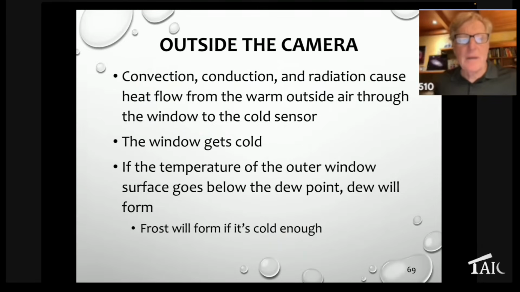Outside the camera, convection, conduction, and radiation can cause heat flow from that warm outside air through the window to the cold sensor, which again is acting like a cold heat sink. And that window gets cold. And if the temperature of the outer window goes below the dew point, the dew is going to form, and frost will form if it's cold enough. And I think a lot of us know this, but a lot of us get caught by surprise.